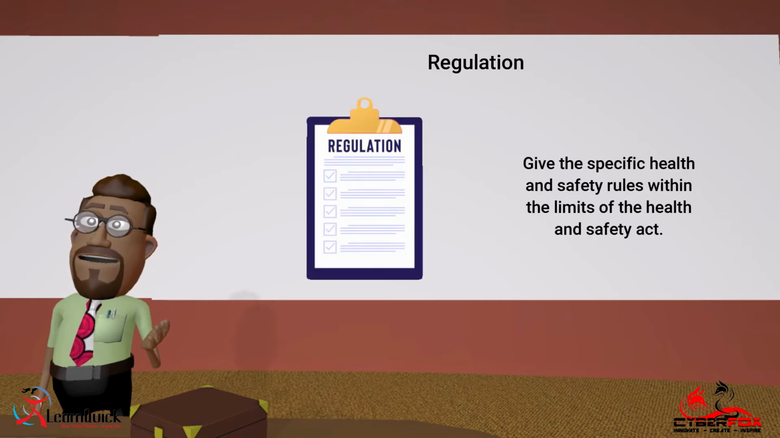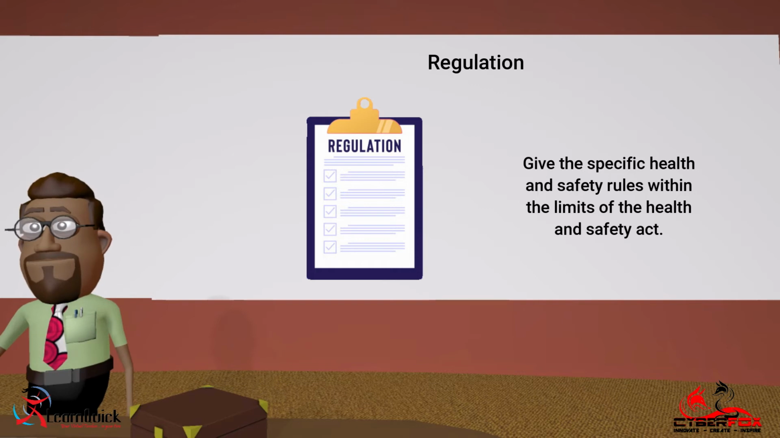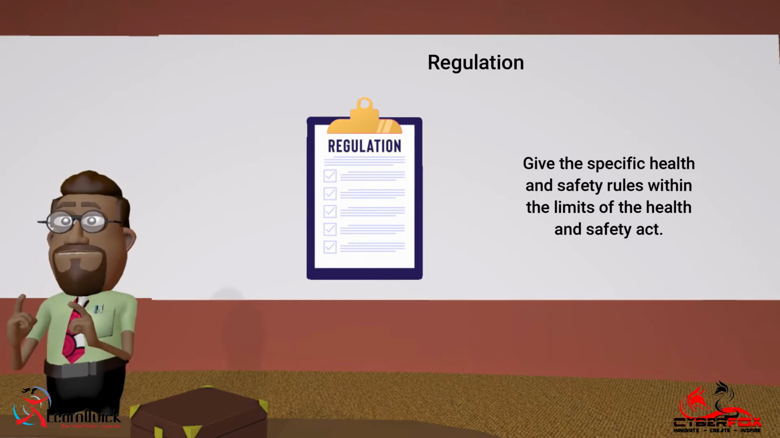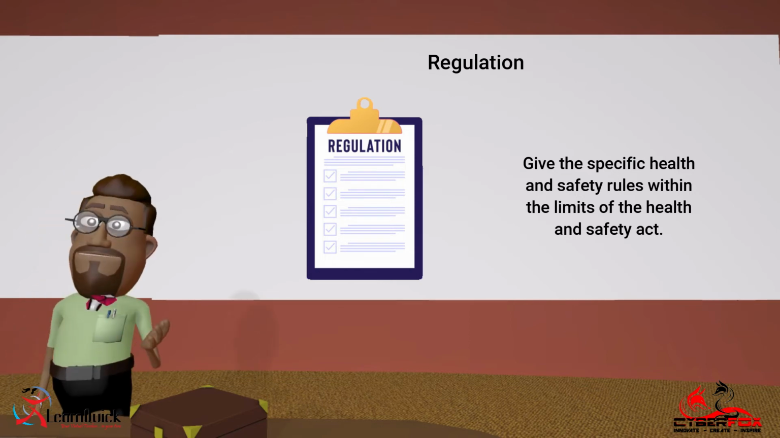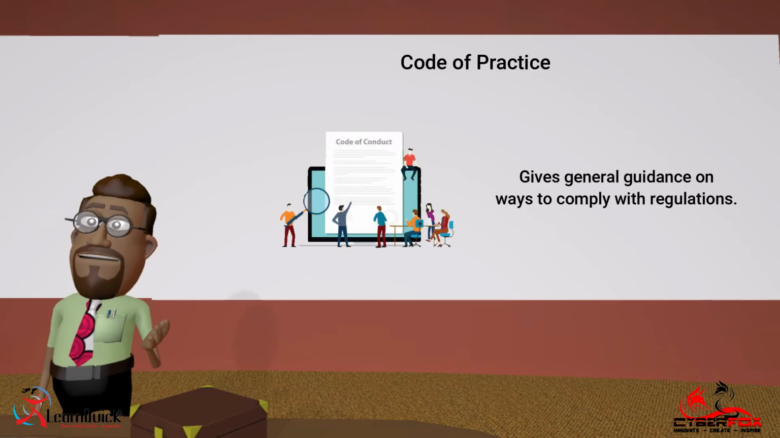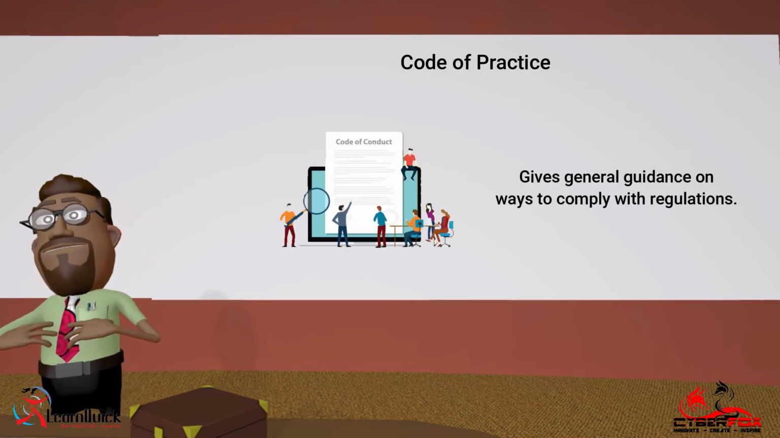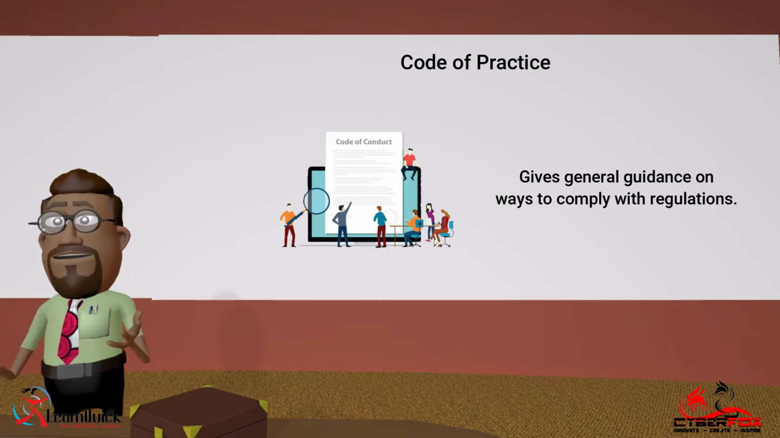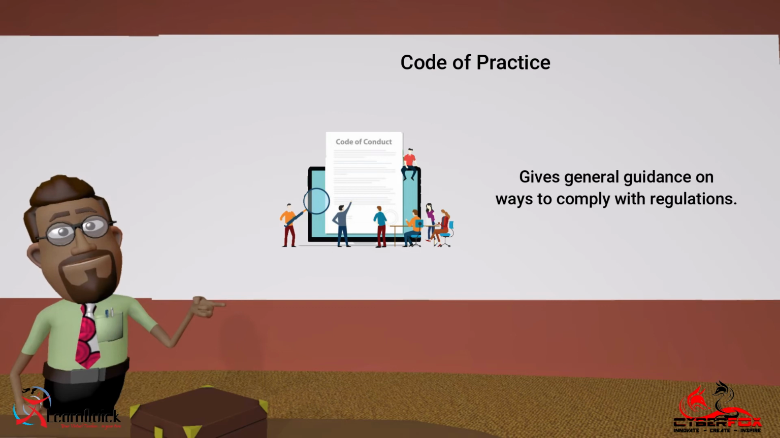Regulations give the specific health and safety rules within the limits of the Health and Safety Act, and they are also supported by the law. They are adapted and amended by the Cabinet or the relevant ministers. Code of Practice gives general guidance on ways to comply with the regulations, unlike the Act or regulation. It is not backed by law, but can be used as evidence for compliance.